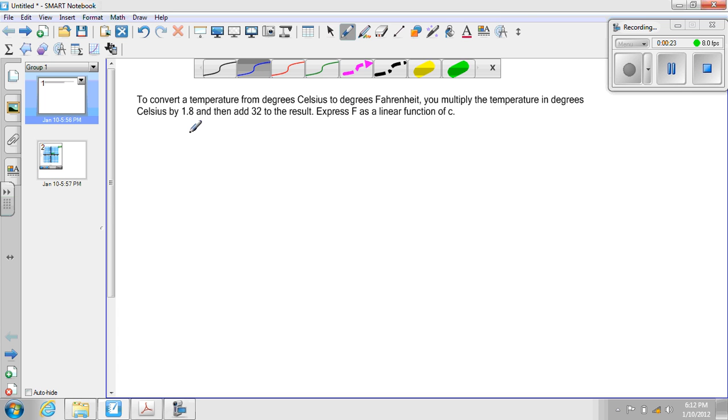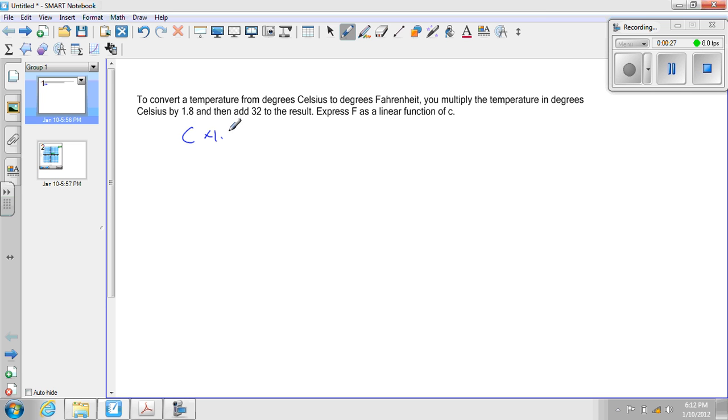So let's just see what it's telling us. Okay, so it says take my temperature in Celsius, multiply it by 1.8, add 32, and then that's going to give us our Fahrenheit. Well, I think we've got our formula right there. Fahrenheit is equal to 1.8 Celsius plus 32. Let's do a little check.